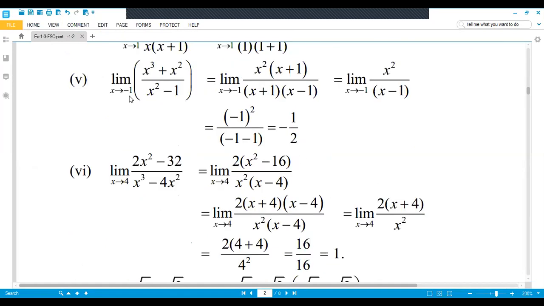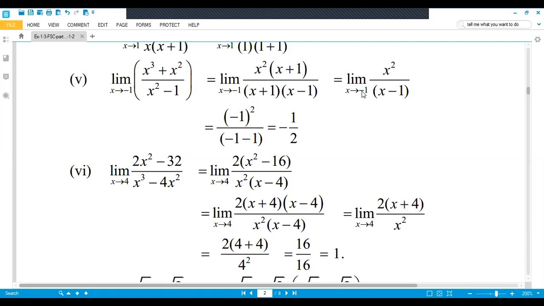Next part is limit x approaches to minus 1, x cube plus x square divided by x square minus 1. If you check in the numerator, x square is common, and in the denominator again formula a square minus b square, which is equal to a plus b into a minus b. So consider x square is a square and 1 is b square. So x square common from the numerator, you get x plus 1, and in the denominator you apply formula x plus 1, x minus 1. X plus 1 cancels with each other. In the numerator x square is left and the denominator x minus 1.